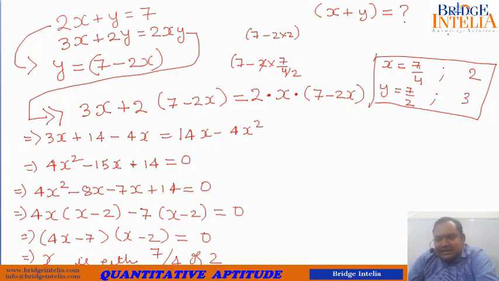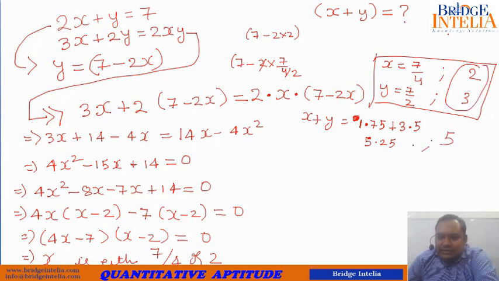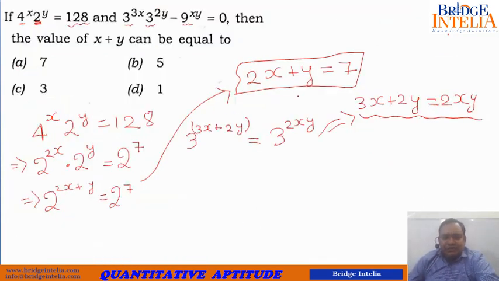So in this case the value of x plus y gives you two different answers. So one answer is 7 by 4, that is 1.75, and 7 by 2 is 3.5. So this comes out to be 5.25, and this value is 5. So two separate values are possible for x plus y. One is 5, the other is 5.25.